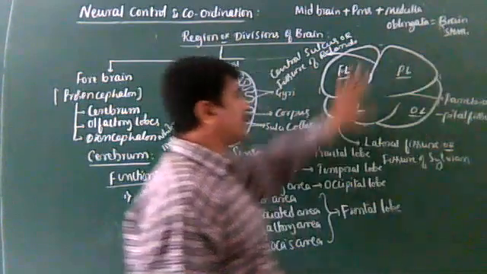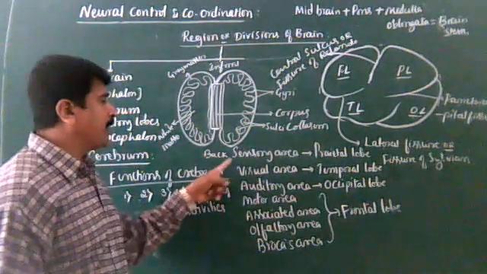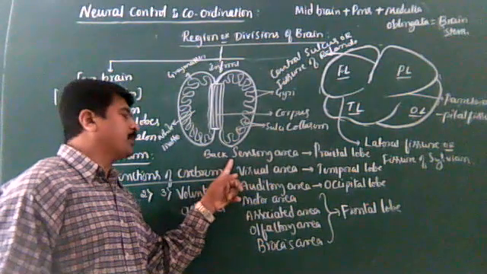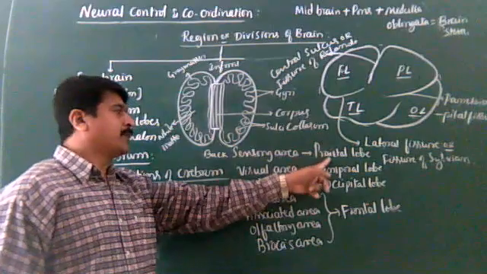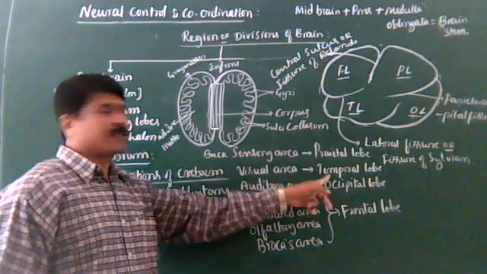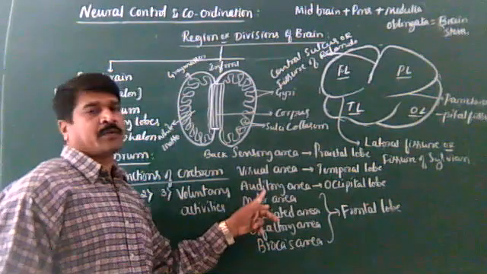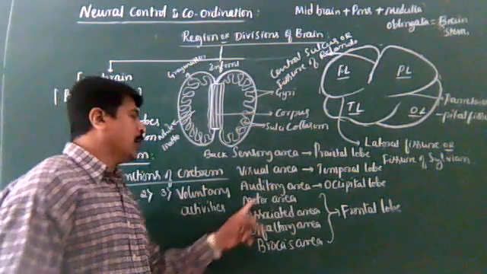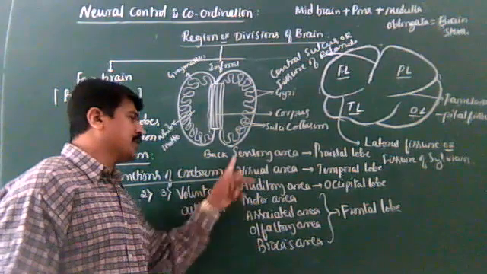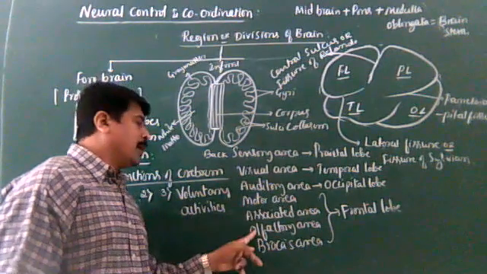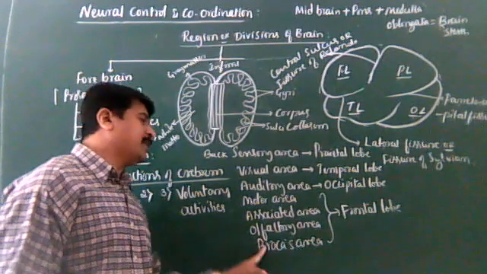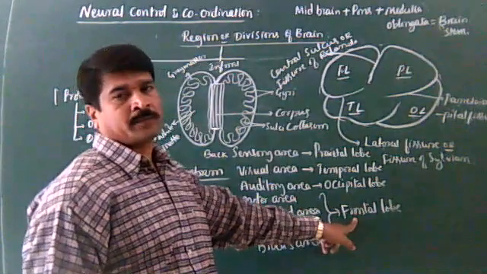As I said, these lobes contain different areas. The sensory area is concerned with sensory impulses, pain, touch, temperature, pressure, smell, hearing, etc., present in the parietal lobe. The visual area is concerned with the visual reflexes, present in the temporal lobe. The auditory area, sound impulses, is present in the occipital lobe. The motor area is concerned with the motor impulses. The associated area performs both sensory as well as motor functions. The olfactory area is concerned with smell. Broca's area is concerned with speech. All these four areas are present in the frontal lobe.